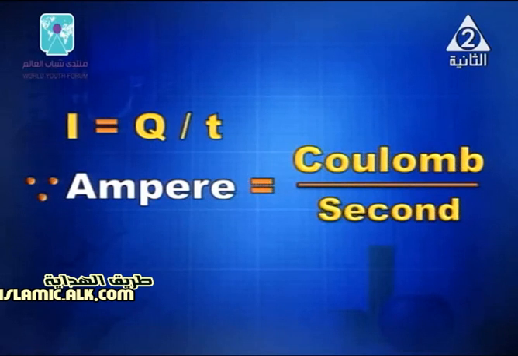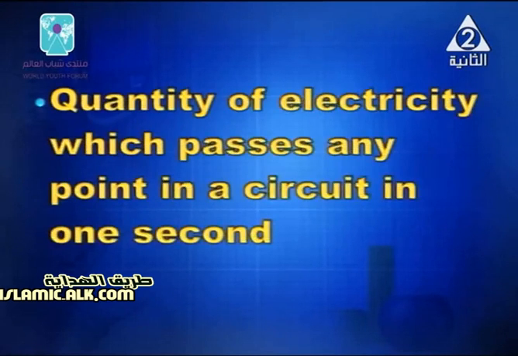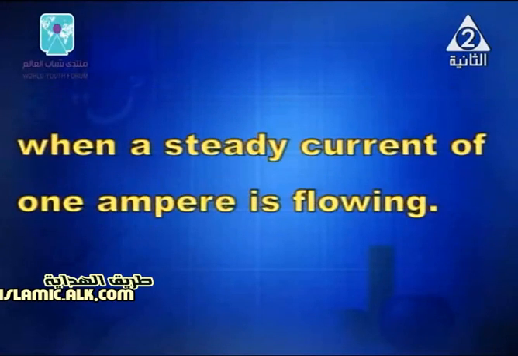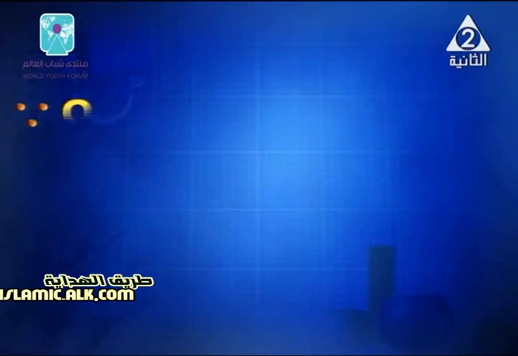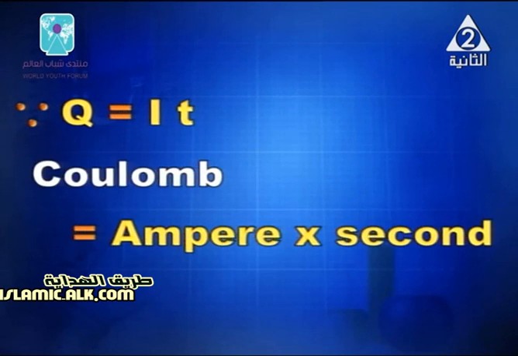And what about the expression that gives the quantity of electricity? We want the quantity of electricity which passes any point in a circuit in 1 second when a steady current of 1 ampere is flowing. Yes, of course, I can hear you saying it is coulomb. Since Q is equal to I times t, so coulomb is equal to ampere times second.